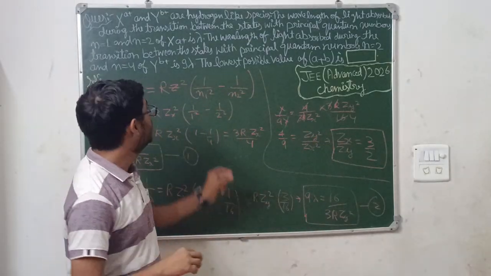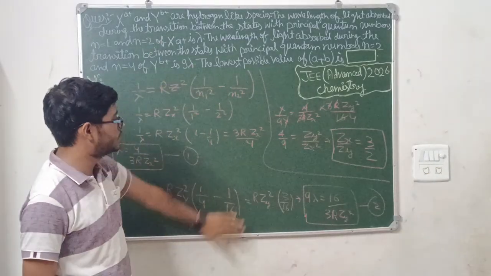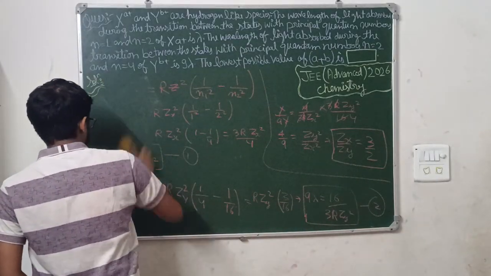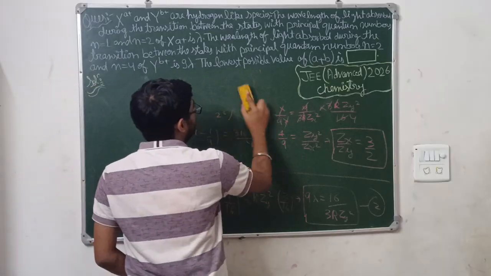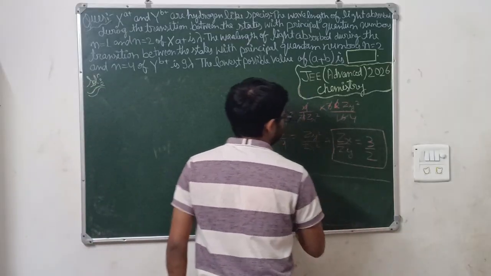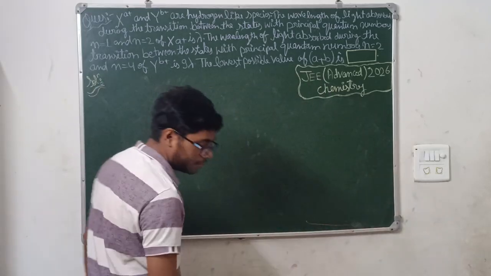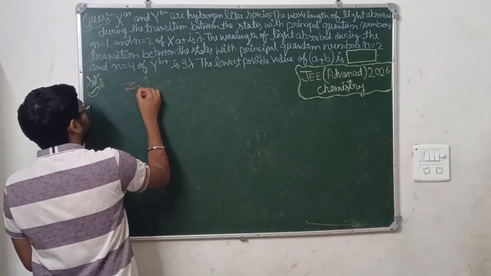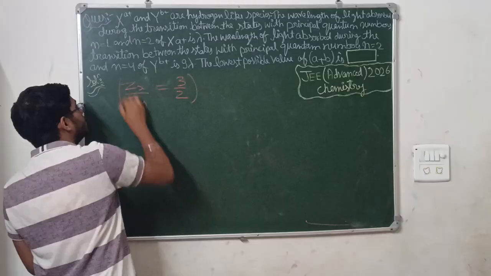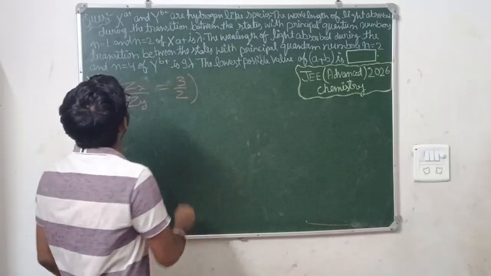For the atomic numbers, the relation came out: Zx upon Zy is equal to 3 by 2. Now, what do we need to find? We need to find the lowest possible value of a plus b. So let me do it further. We've got the relation, Zx upon Zy is 3 by 2.